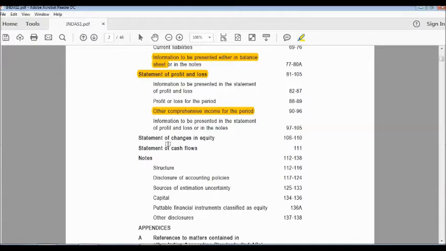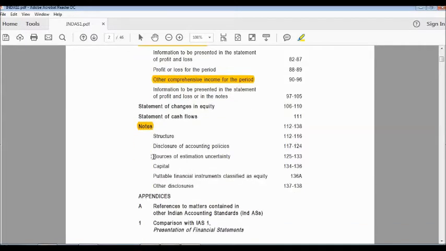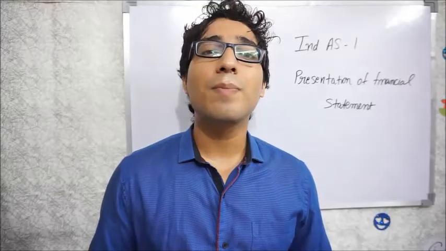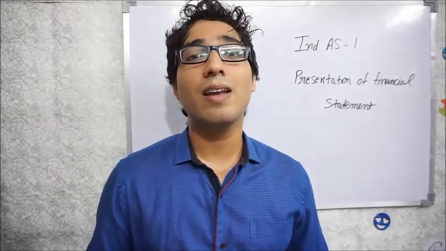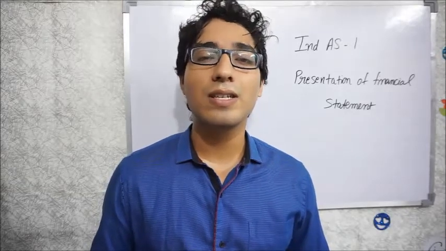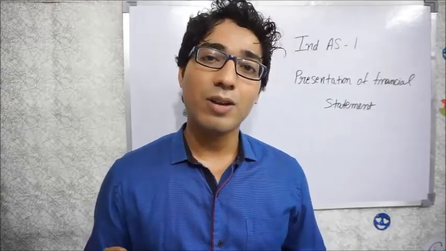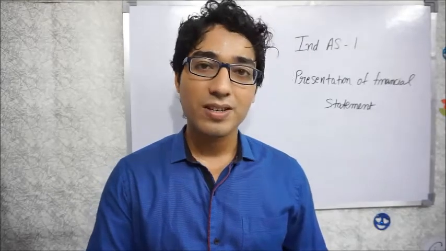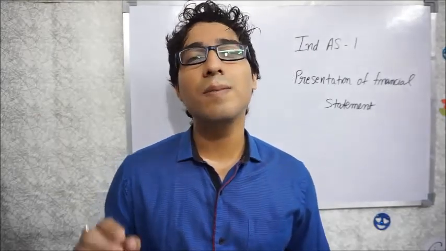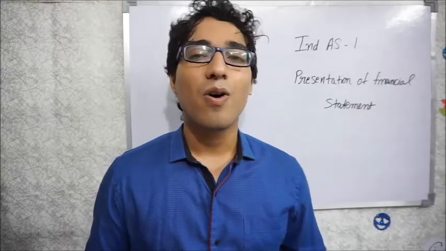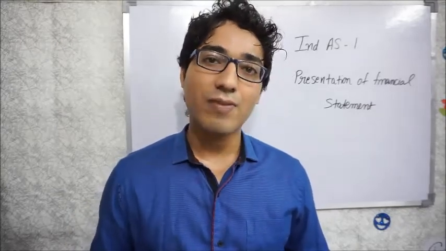Then the statement of change in equity, the statement of cash flow, and then the most important thing of this Ind AS, which is the notes. In the notes there are also subheadings like the structure of notes and disclosure of accounting policy. Disclosure of accounting policy is just a sub-paragraph of this Ind AS. Earlier we had accounting standard 1, which was just the disclosure of accounting policy, but in this Ind AS, disclosure of accounting policy is just a small minor part. So you can now see what exactly the difference is.